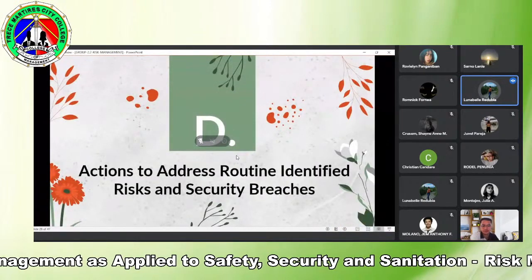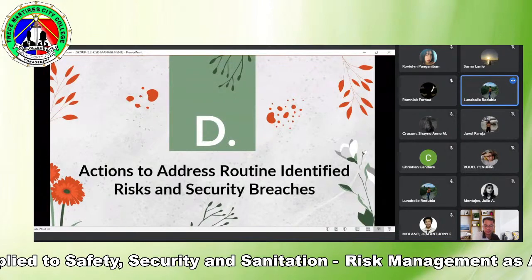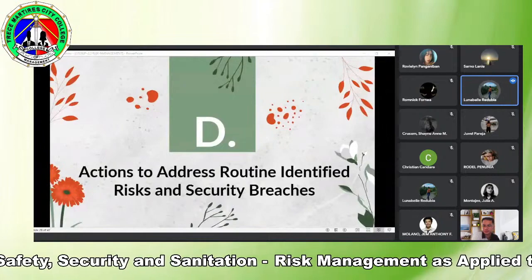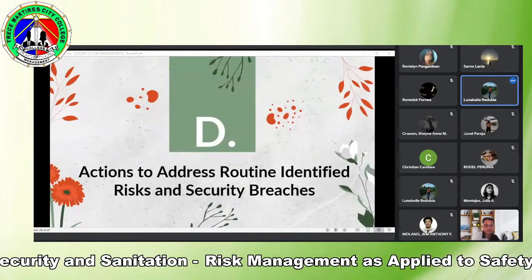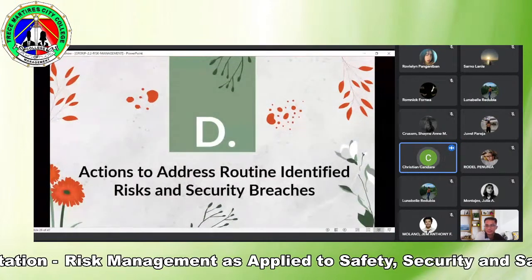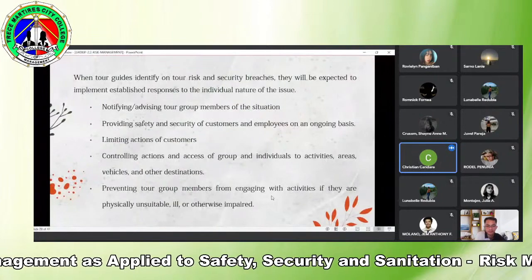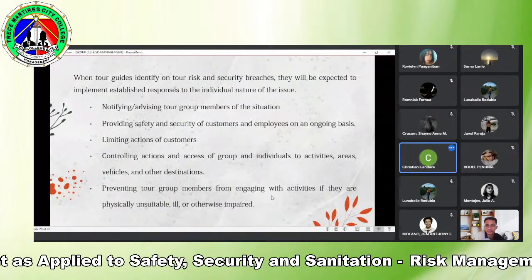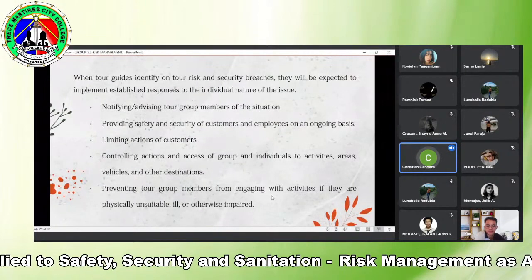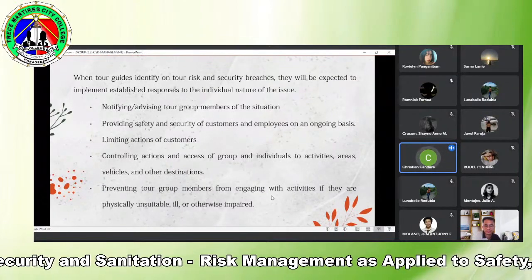Action to address the routine, identified risks and security breaches, to be reported by Mr. Kandare. Actions to address routine identified risk and security breaches. First of all, I would like to ask a question muna po. Why safety first is important? To be answered by Mr. Molano po.